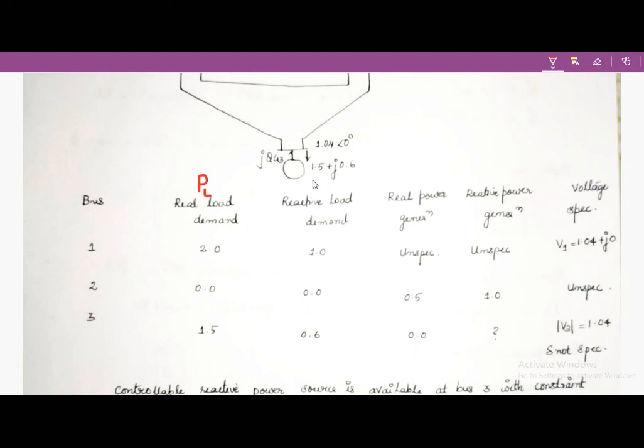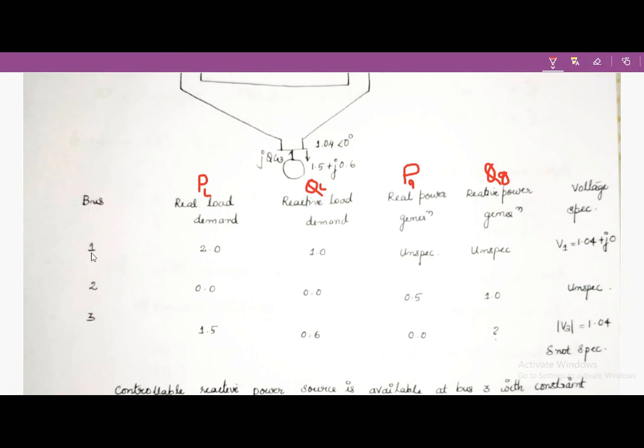Here it is reactive load demand. So reactive means it would be Q, and load, so it could be QL. Now here it is real power generation. Again real power, so it is P, and generation, so I can write it as PG. Similarly, reactive power generation is QG. So I can say there is real power at the load side and real power generation. Now the last column is about the voltage specification.